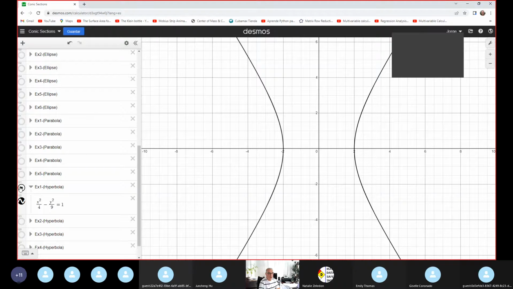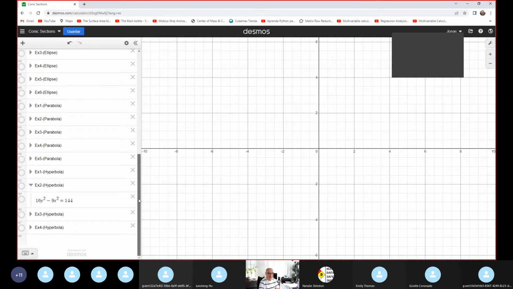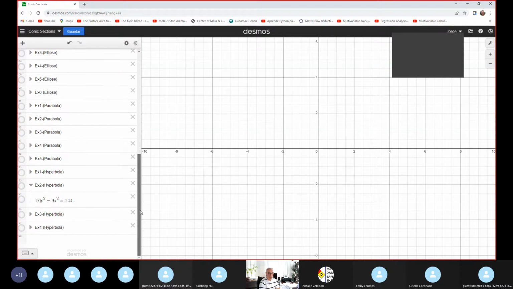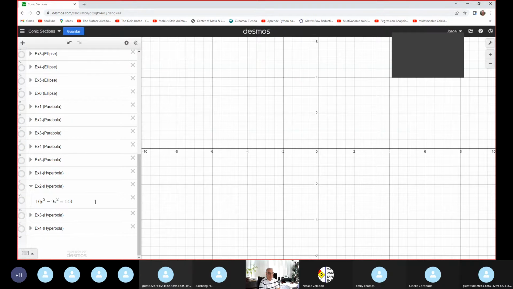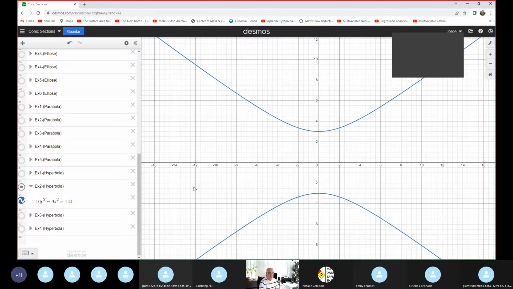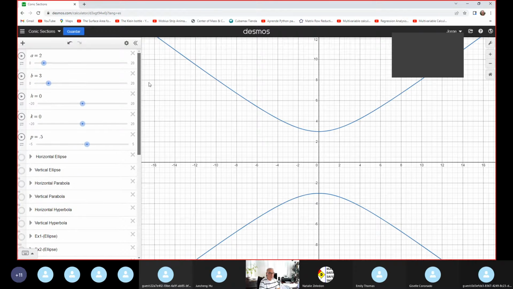And we go to example 2. Example 2 is, look, I copied exactly what is given in the problem: 16y squared minus 9x squared equals 144. I don't do any algebra here. The algebra I am doing on the piece of paper. The product. Bam. What I was expecting is a vertical hyperbola. Now I also discover A is 3.